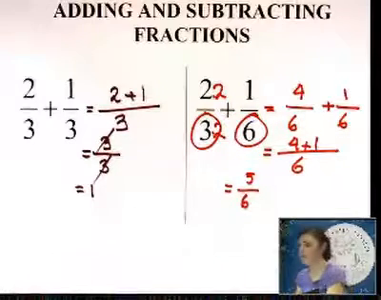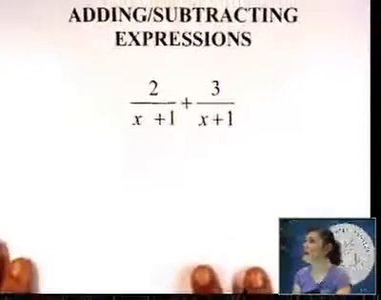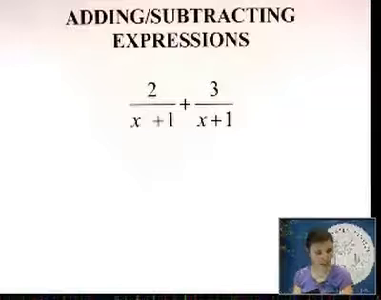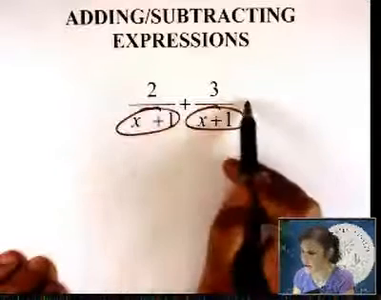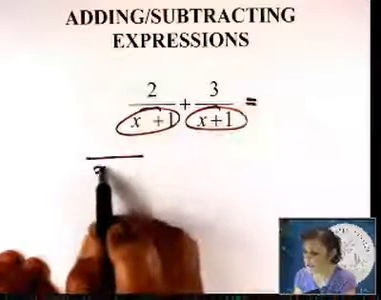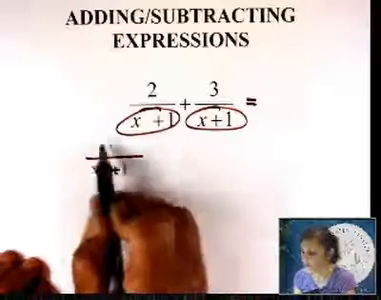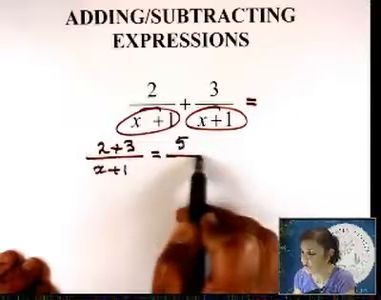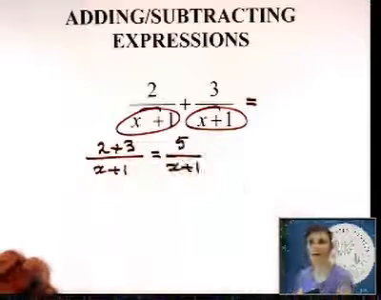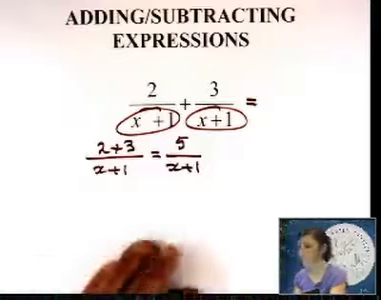Now that I know this procedure, I can do the same thing with expressions. Here are two like expressions. So how do I do that? They are the same, so I'm going to leave them alone. And then you have the top, 2 plus 3. Add the top, that's 5 over x plus 1. So that's fairly straightforward.